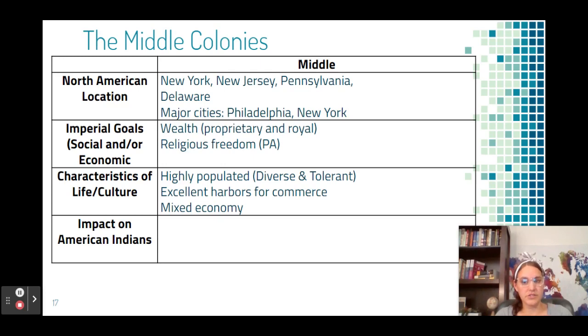So here are some key characteristics for you. The combination of motives, wealth, and religious freedom, highly populated, which was a diverse population. There were excellent harbors and a mixed economy.